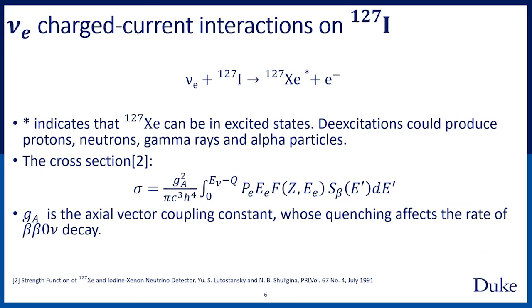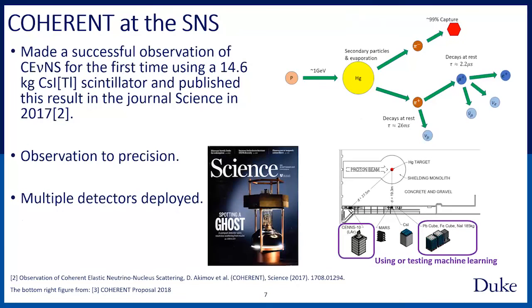In Coherent, we're using the SNS as the neutrino source. As you can see in the process, we have three different neutrino flavors: muon neutrino, anti-muon neutrino, and electron neutrino. We made the first successful observation of CEvNS using a 14.6 kilogram cesium iodide scintillator and published this result in Science back in 2017.